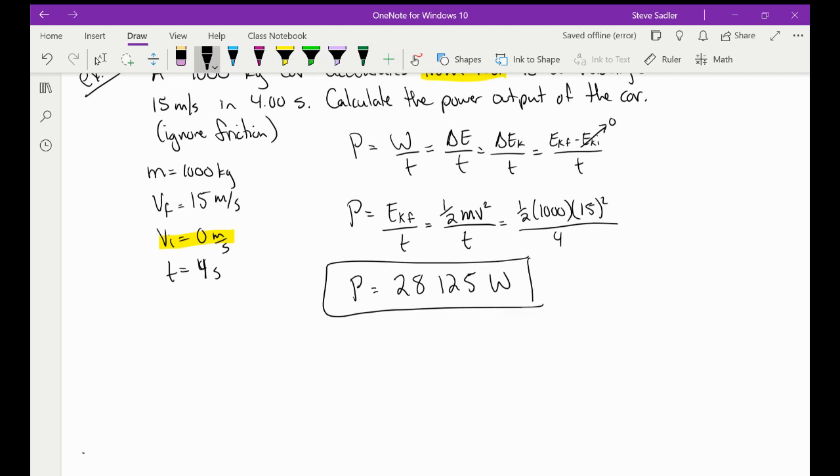Hopefully that made sense. I think the hardest part sometimes of these problems is figuring out that we're going to start with this formula here, but we don't necessarily know work, so we have to look at it in terms of force times distance or change in energy, and it's really dependent on the situation. So don't panic, take a breath, try a couple different things and see if it's working.